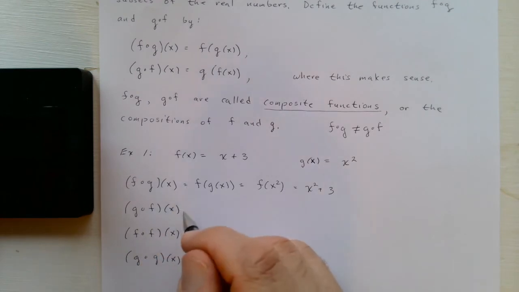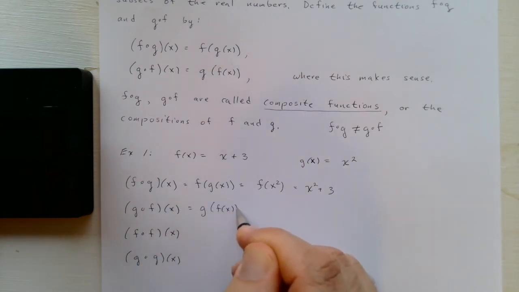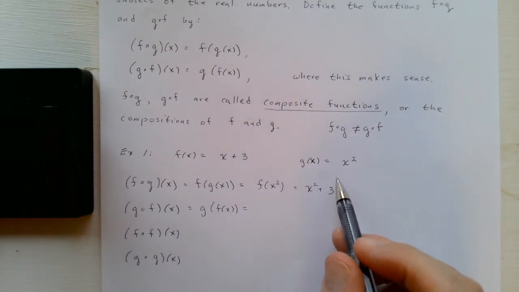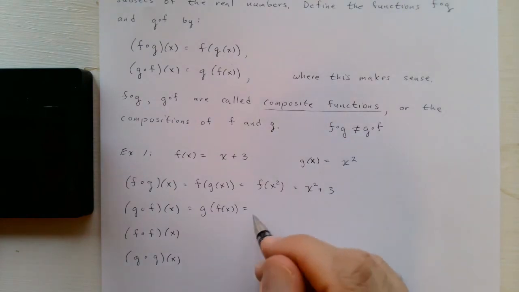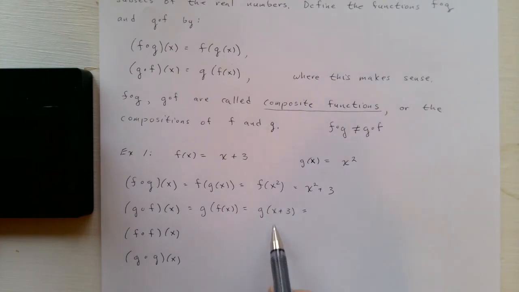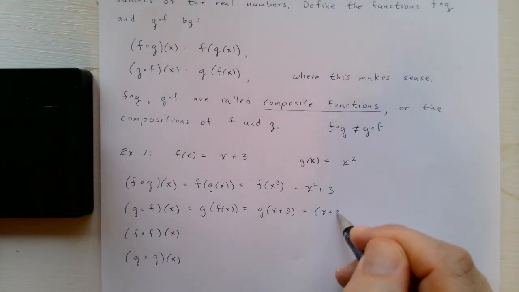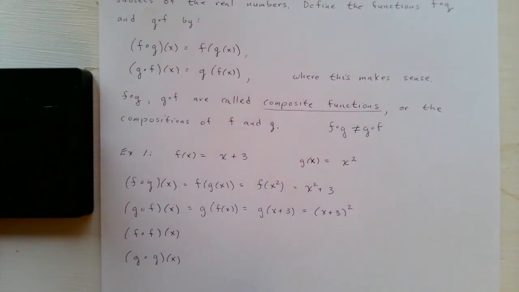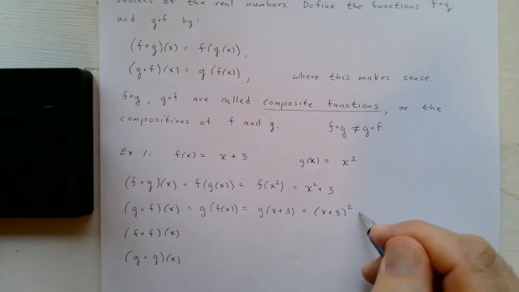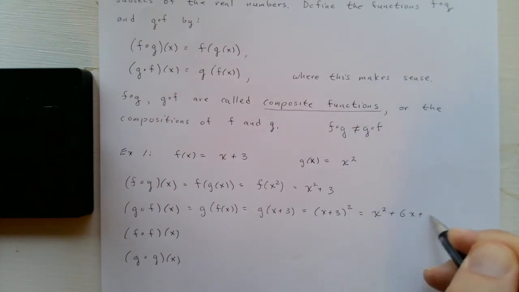G circle f of x is g of f of x. F of x is x plus 3. And g takes whatever it's given and squares it. So it squares x plus 3. Okay, and that's the composition. We can also multiply this out, and this will be x squared plus 6x plus 9.